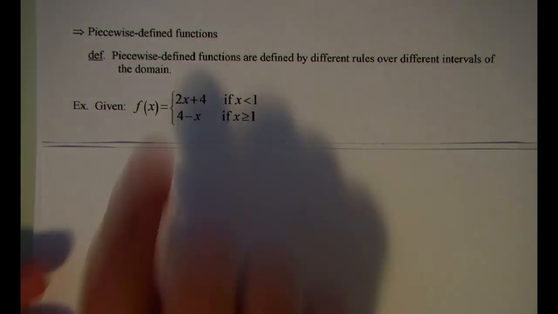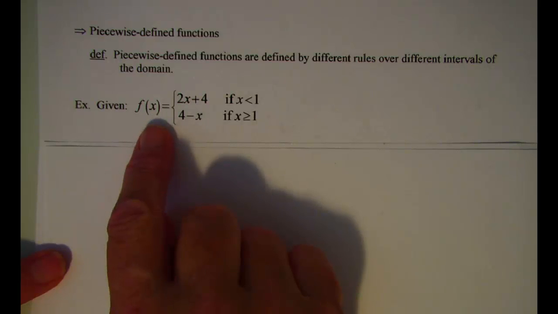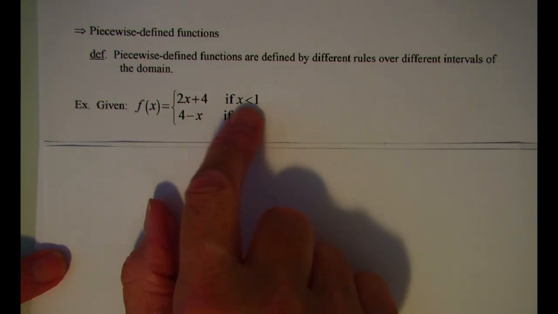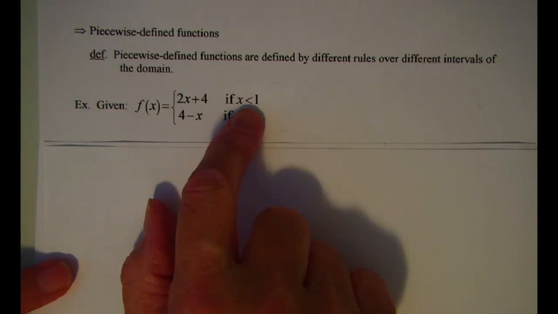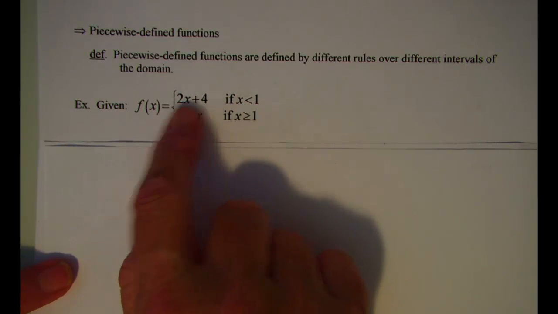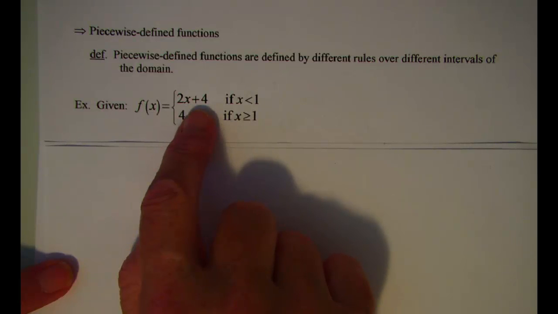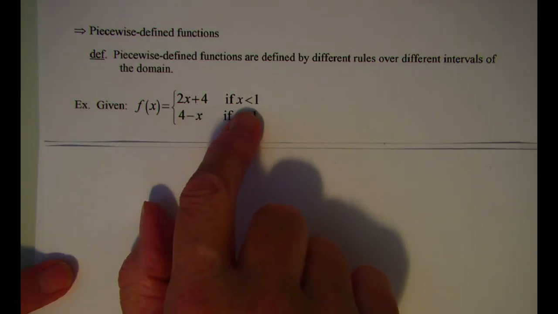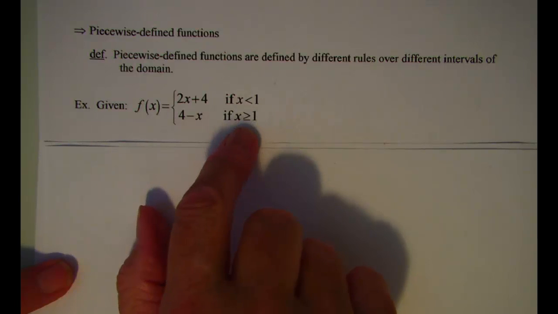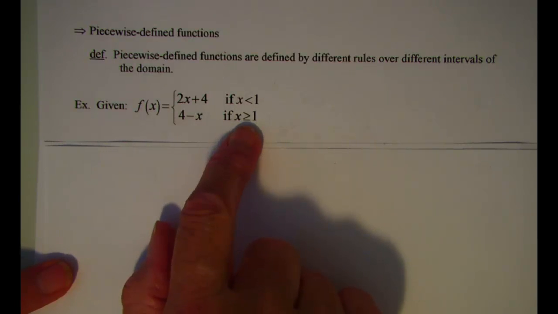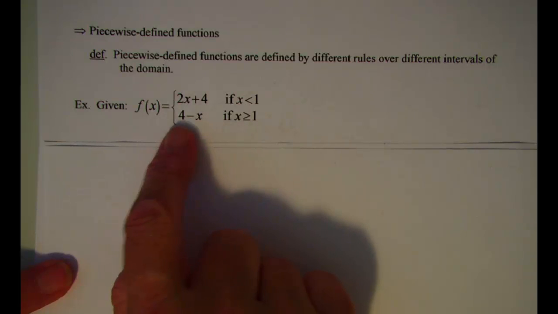here we have the function f of x, and for the domain elements less than 1, my y is defined to be y equals 2x plus 4. So I use the rule 2x plus 4 whenever x is less than 1. When x is greater than or equal to 1, I use the rule y equals 4 minus x.